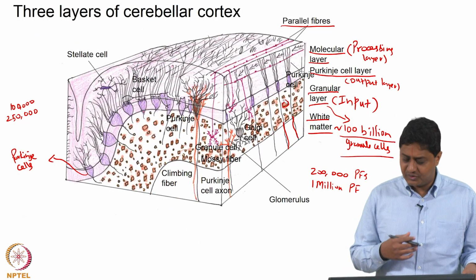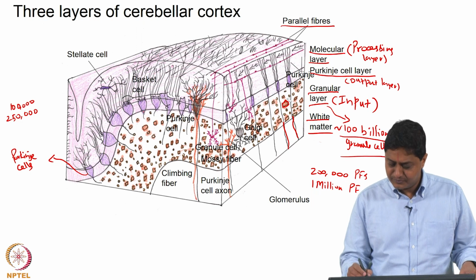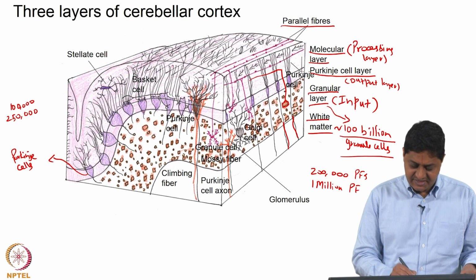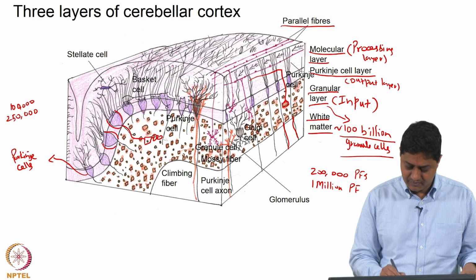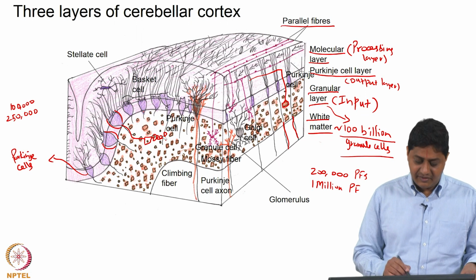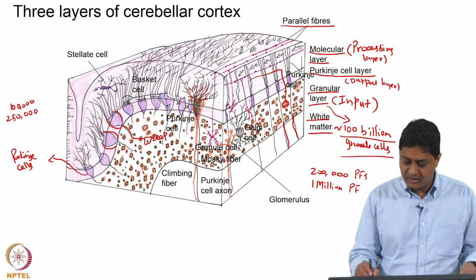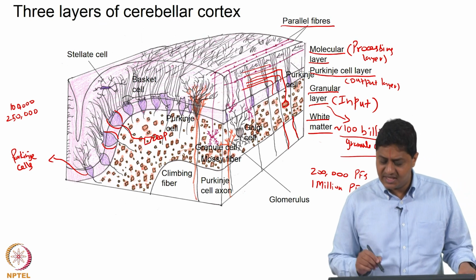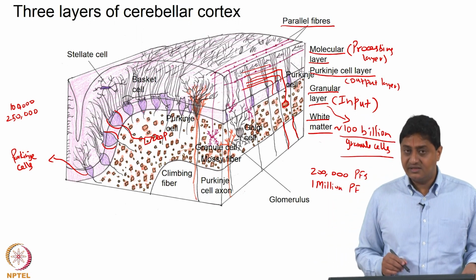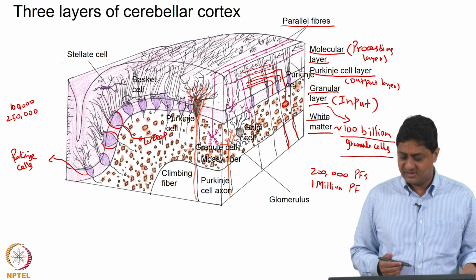This input proceeds further to other layers via the granule cells and its parallel fibers. The Purkinje cell layer contains the cell bodies of the Purkinje cells, whereas their axons project to the deep nuclei, and their dendrites are in the molecular layer. These dendrites are contacted by hundreds of thousands of parallel fibers. So, the molecular layer is the major processing layer of the cerebellum.